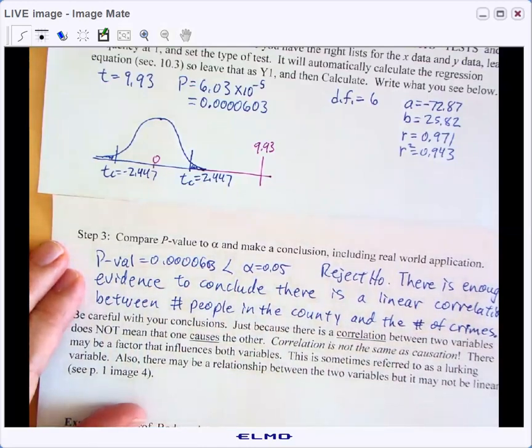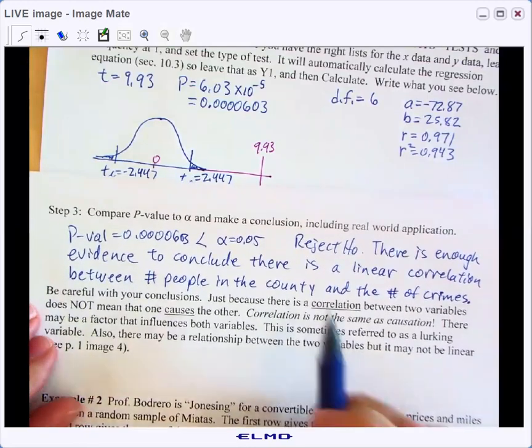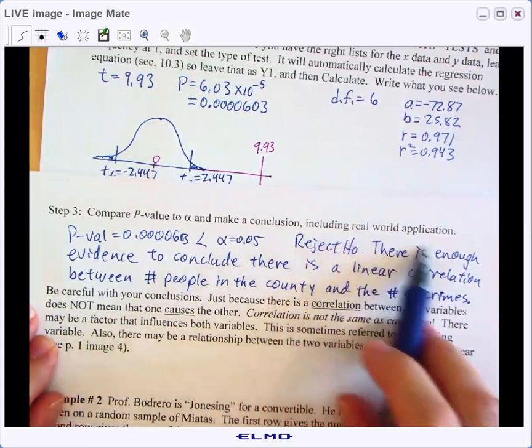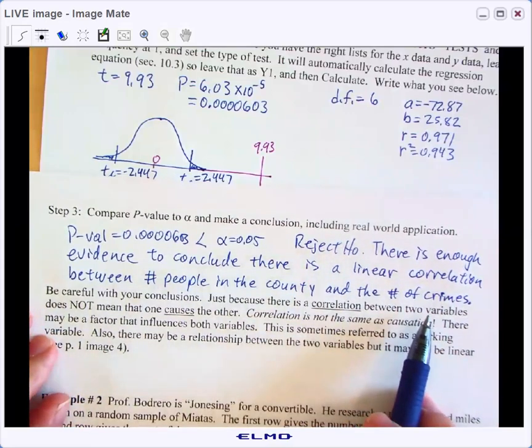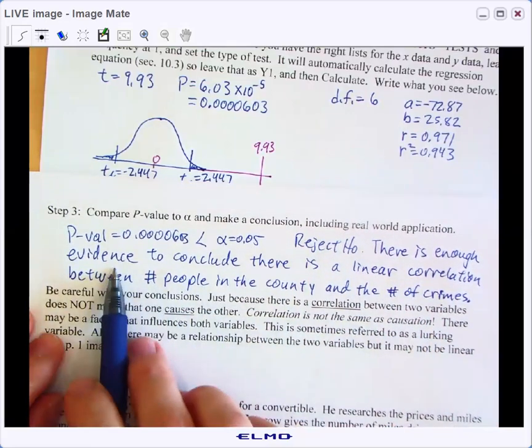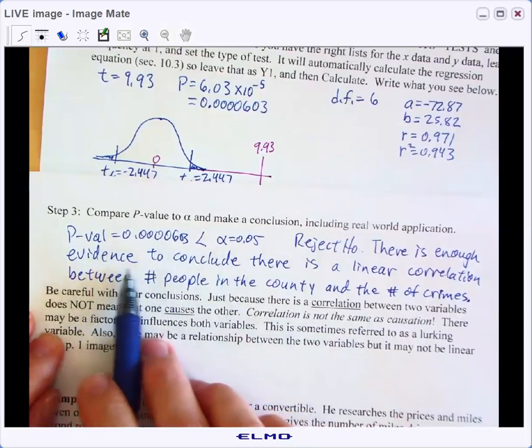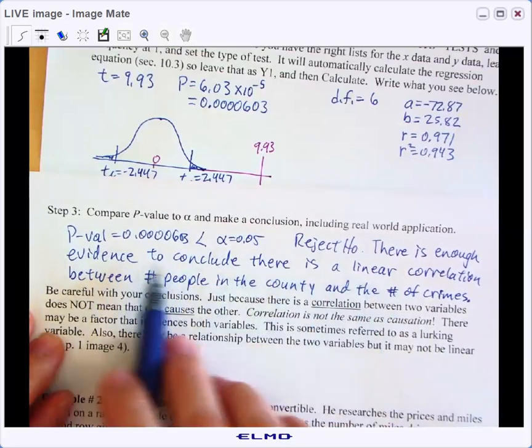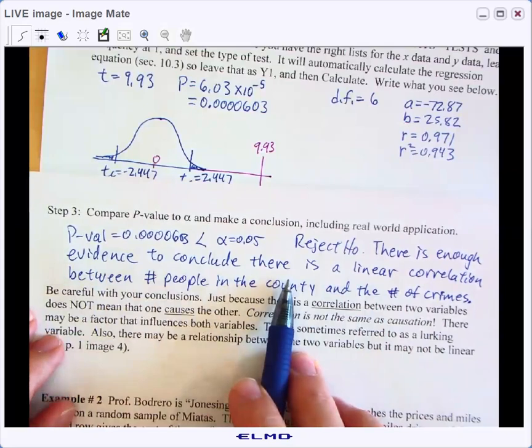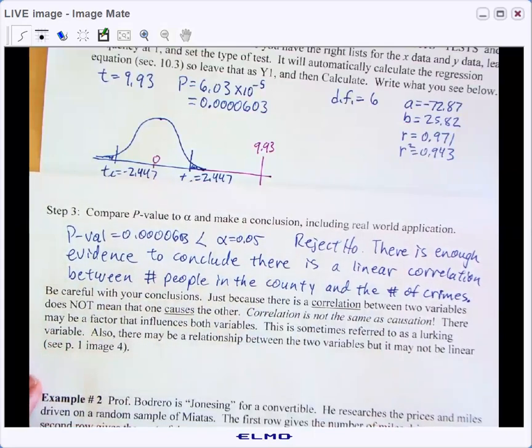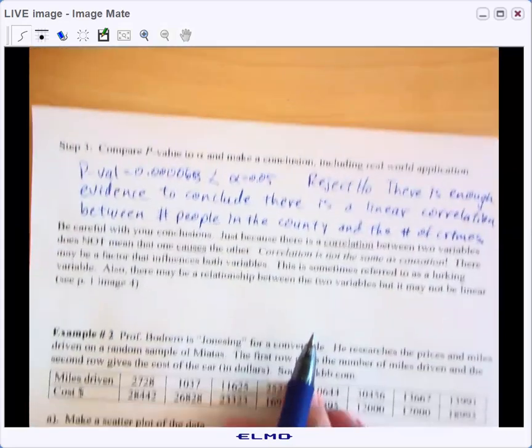So a good conclusion like that: reject H naught and then tell us what that means. Now, again, we say that we didn't prove that there's a linear correlation, but just that there's very strong evidence that there is. And two last things here.